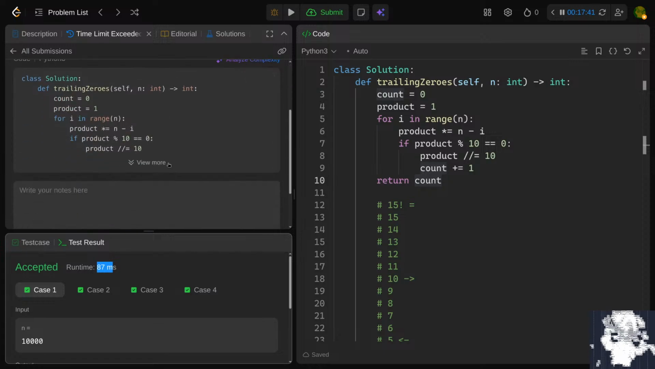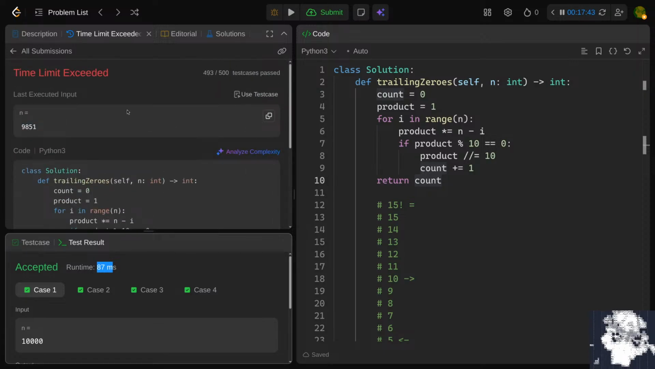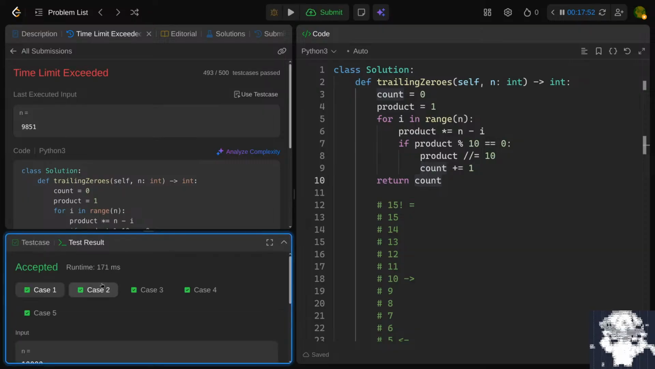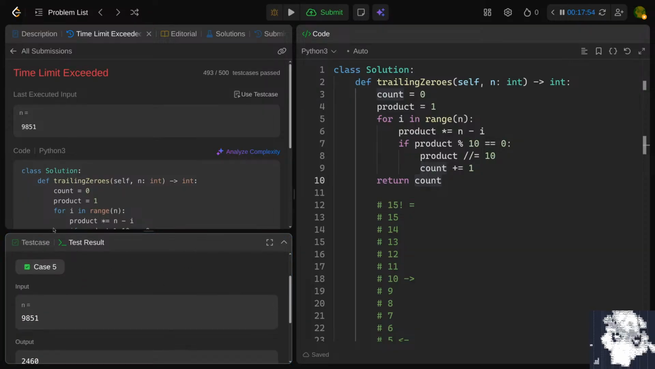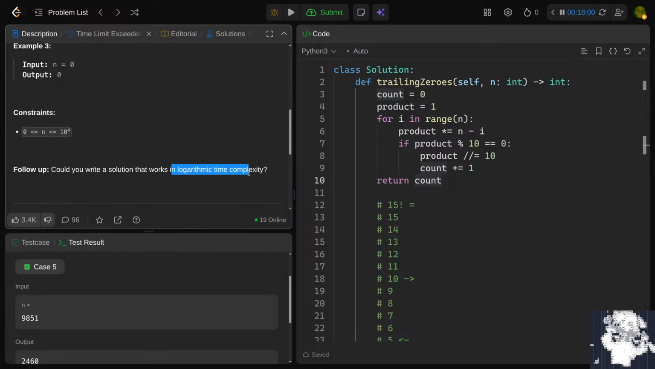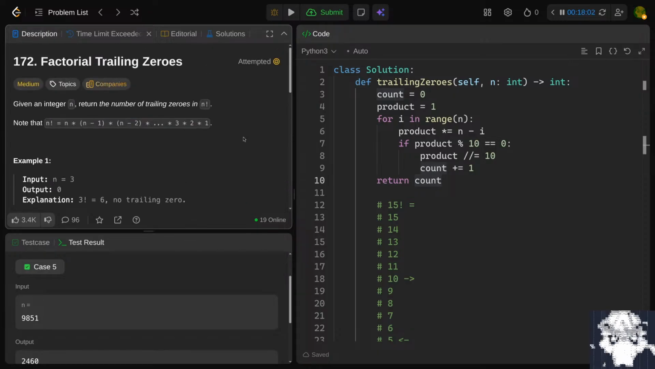Okay, so we get to figure out the logarithmic thing. If I use the test case, will it run? That's so weird that there's a difference between the submission and the test cases. Anyway, logarithmic time complexity. That's gonna mean you don't look at every factor.